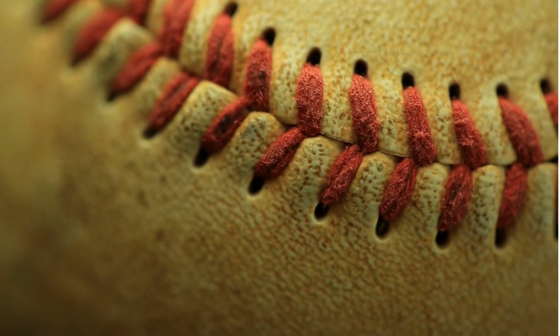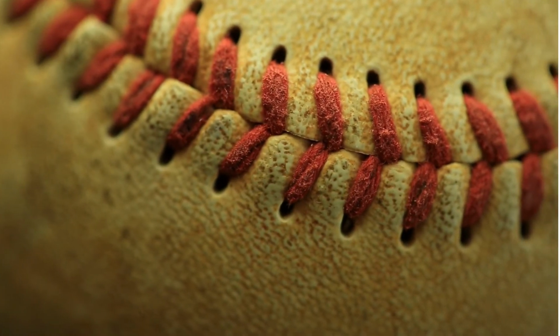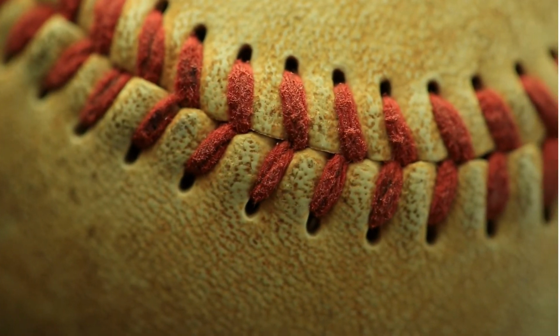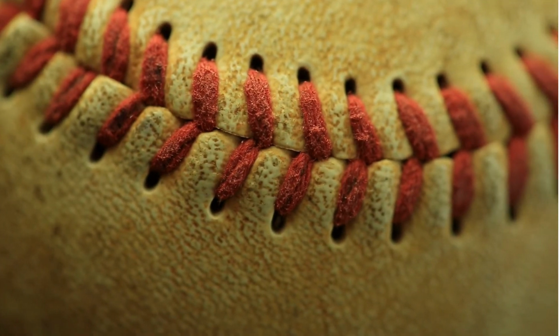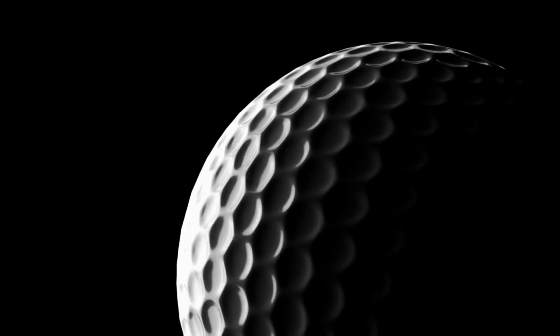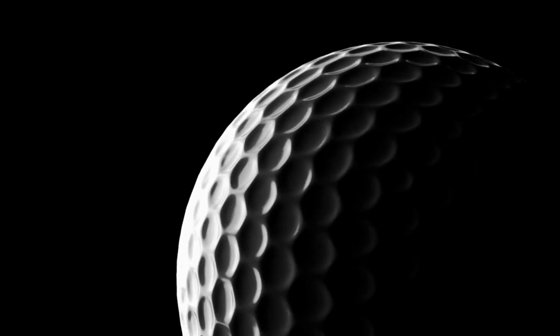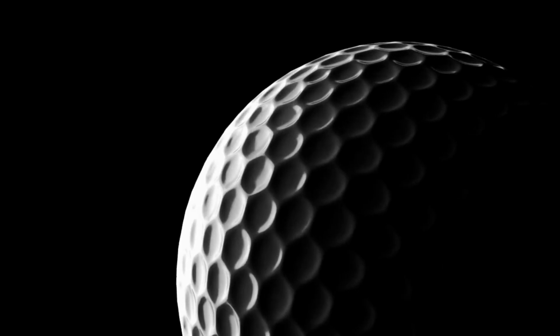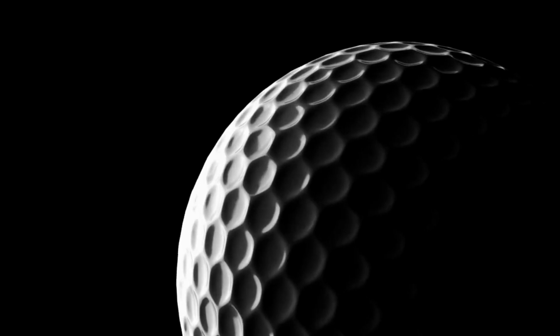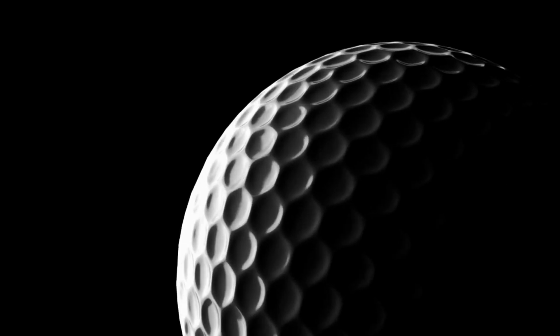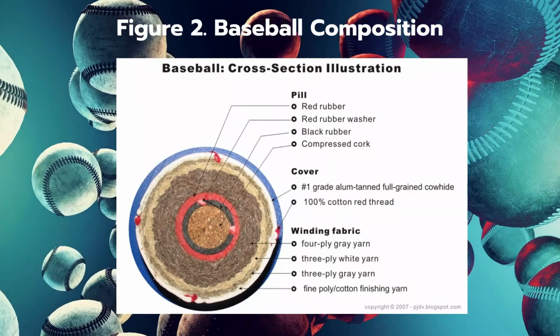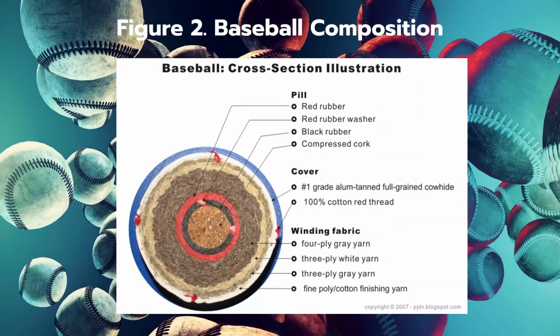Although the diameter of a standard Major League Baseball or MLB baseball, which is 73 to 75 millimeters, is larger than the diameter of a standard United States Golf Association or USGA golf ball, which is 42.67 millimeters, the baseball's composition played a significant role in its elasticity and loss in momentum.